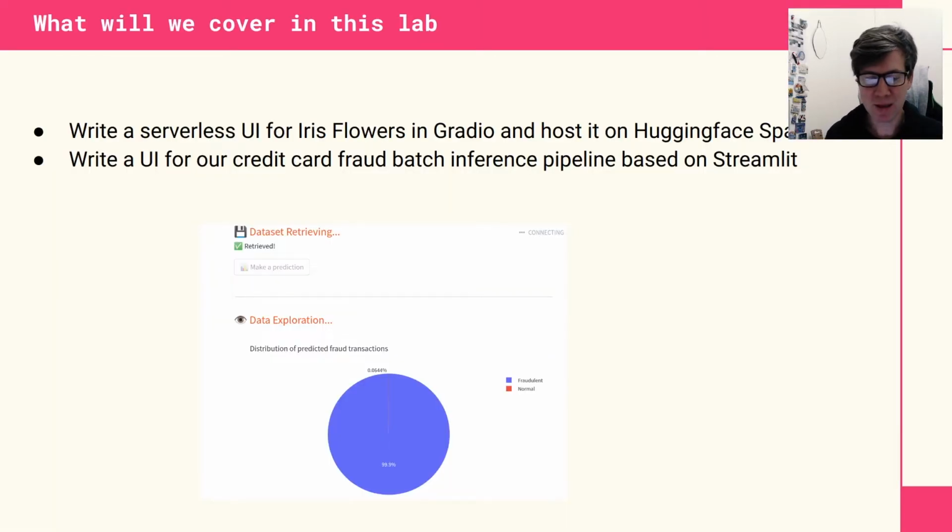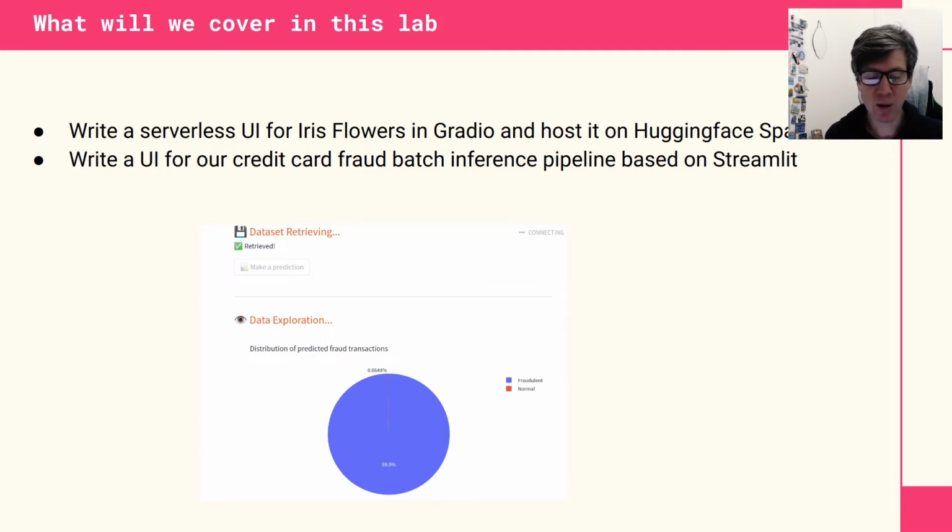So let's get started. We're going to cover in this lab how to build a serverless UI in Gradio and deploy it on a serverless platform called Huggingface Spaces. Now we're going to use the example that we used in the first lab called Iris Flowers. So you'll be very familiar with that example, hopefully at this point. And it'll just be some small changes to the original code that we'll need to make to deploy our serverless UI on Huggingface Spaces in Gradio.